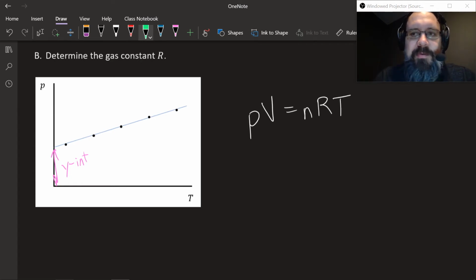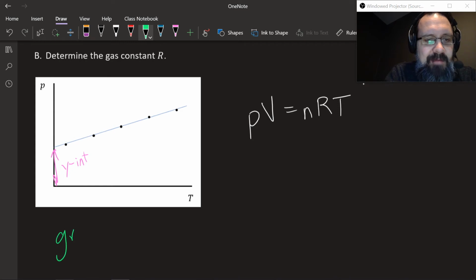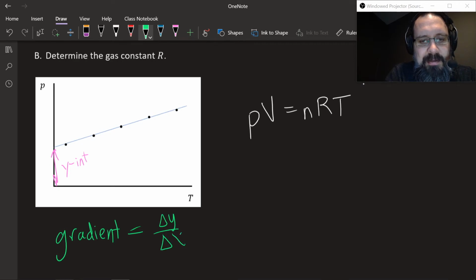And what we're going to do is solve this given that we're graphing P against T. Now we know from mathematics that if you take your rise over your run, you get the gradient. So we know that the gradient of a graph is the change in y over the change in x. As we look at our graph, the y is the pressure and the temperature is the x-axis. So all we have to do is solve this equation for those two quantities.